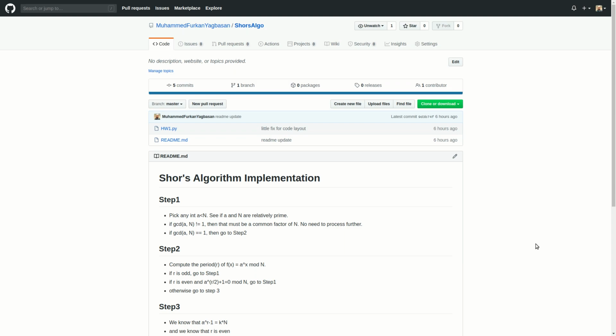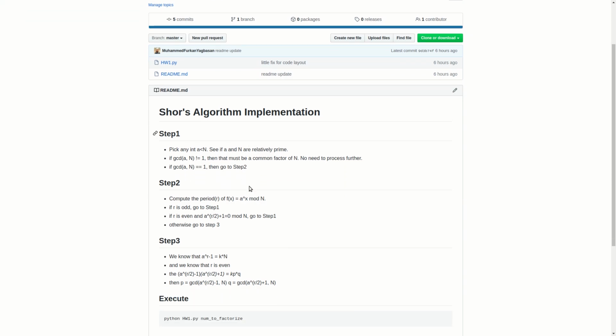First of all, I will try to explain the algorithm, and we will go over the algorithm once. And then we will see the code that I wrote for the project. At the end, we will have a demo session. We will see the code in action. We will run some examples, and we will examine them. Let's start with the algorithm explanation.